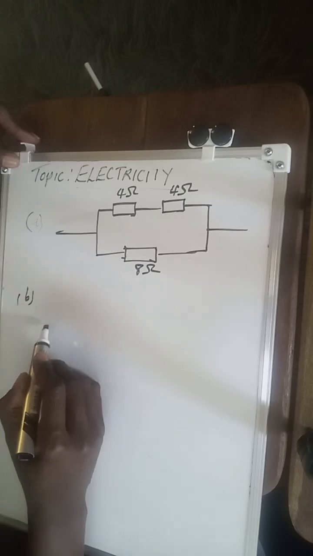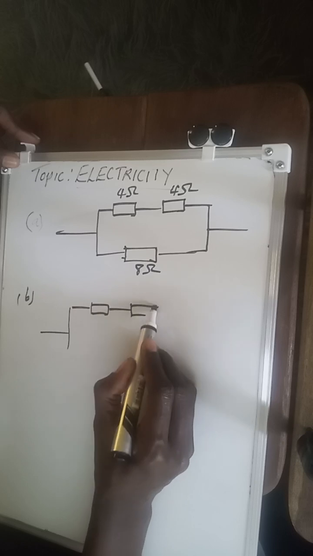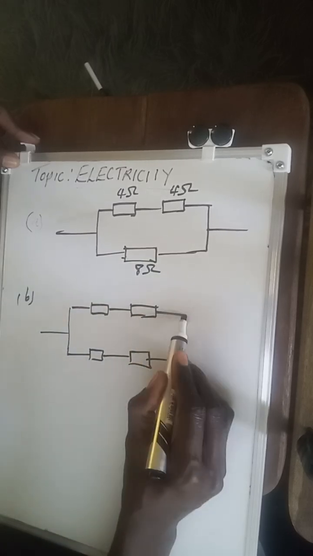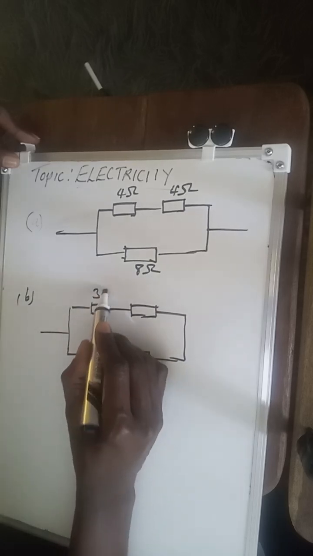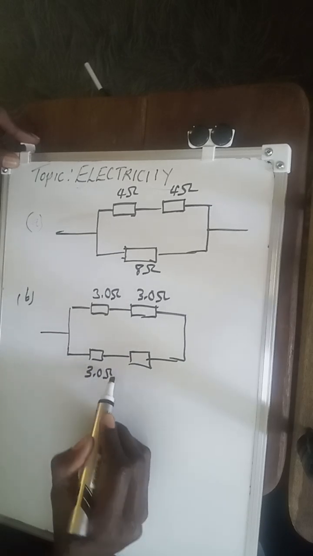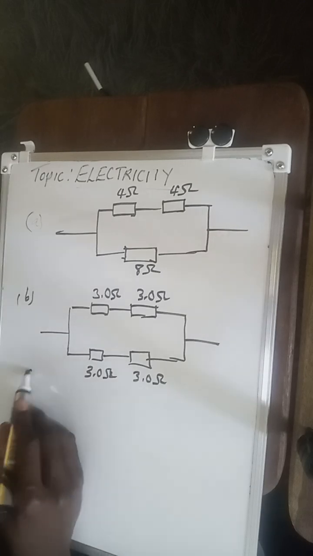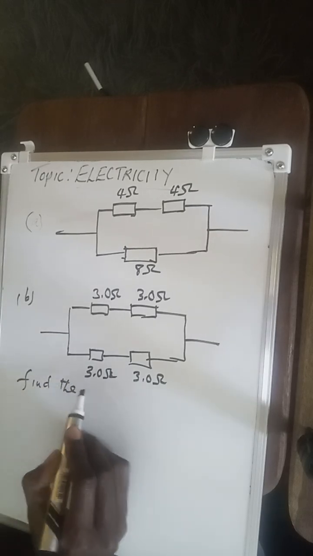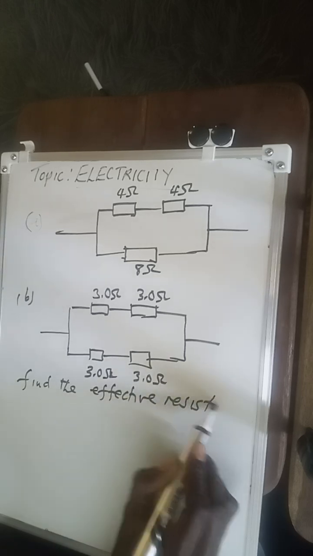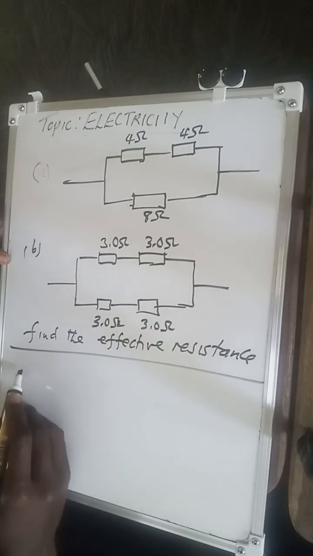B, let's say that again you have resistors that are arranged in this format. How do you find the total resistance? Let me say that is 3.0 ohms, that's 3.0 ohms, that's 3.0 ohms, and that's 3.0 ohms. Then the question says, find the effective resistance. So we want to find the effective resistance for the two circuits there. All right, that's very simple.